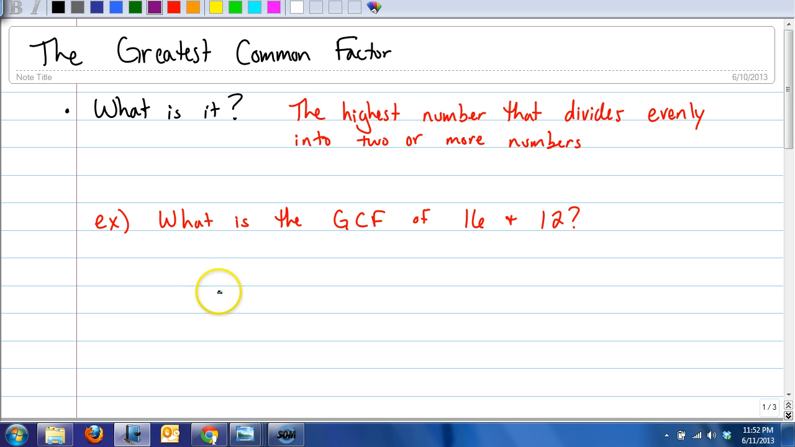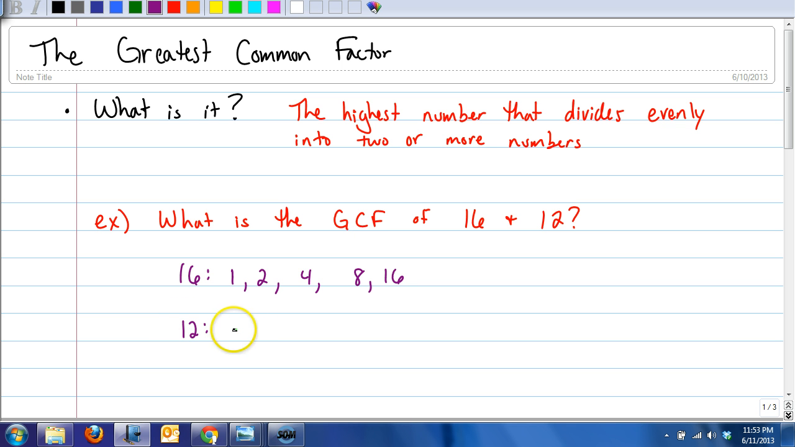the traditional way to look at it would be to say, well, let's look at the factors of 16. Factors are numbers that multiply together to give you this value of 16, like 1 and 16, and 2 and 8, and 4 and 4. And there's no other factors, so these are the factors of 16: 1, 2, 4, 8, and 16.